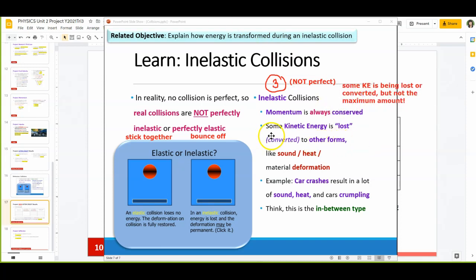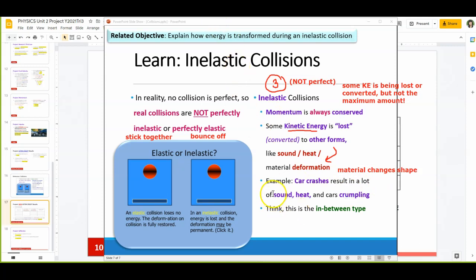All right, so here we go. So momentum again is still being conserved. Even though when things collide, mass and velocity overall average out to be the same. So momentum is being conserved. However, in this case, some kinetic energy is going to be lost or converted to other forms, but not the max amount, so it's not perfectly inelastic, but it is going to be a little bit inelastic, right? The other forms that it can be lost to are sound, heat, or material deformation, which means the material changes shape. And an example here would be car crashes.